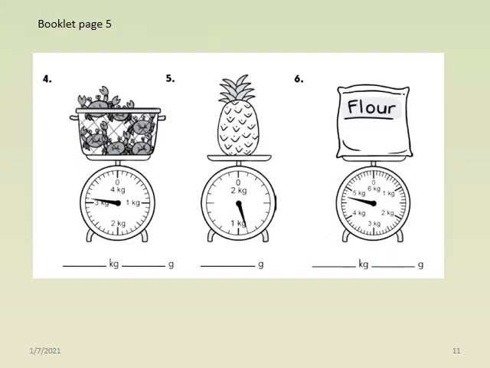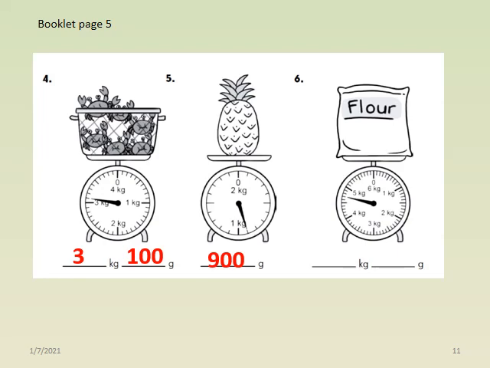The next page again. Here we have the crabs. They weigh more than 3 kilograms. So 3 kilograms and only one small arm, which is indicating 100 grams. As for the pineapple, it didn't even reach the 1 kilogram. It's one small sign before the 1 kilogram, which is 100 grams less than 1 kilogram, which is 900 grams.